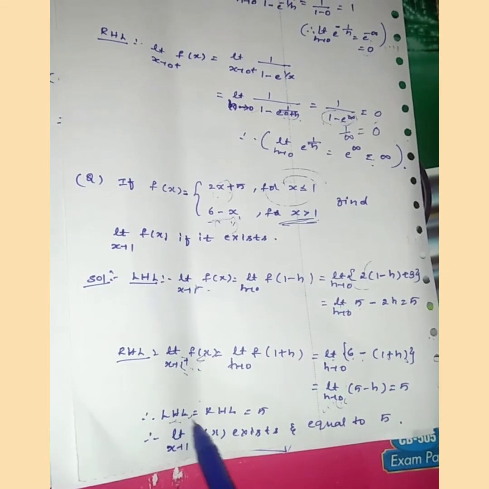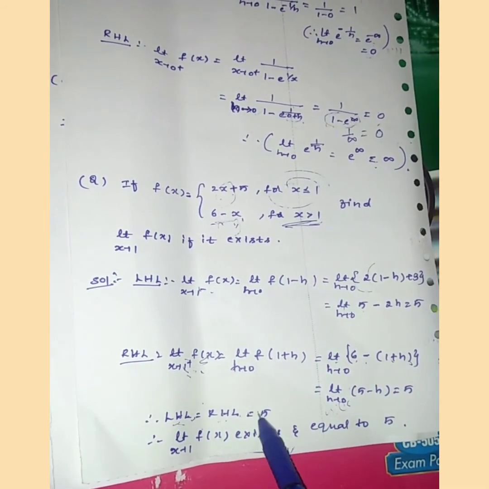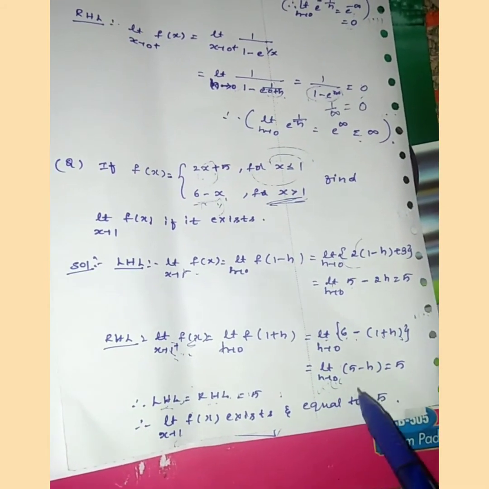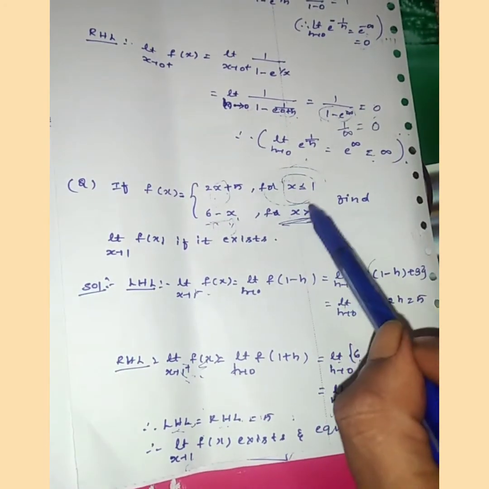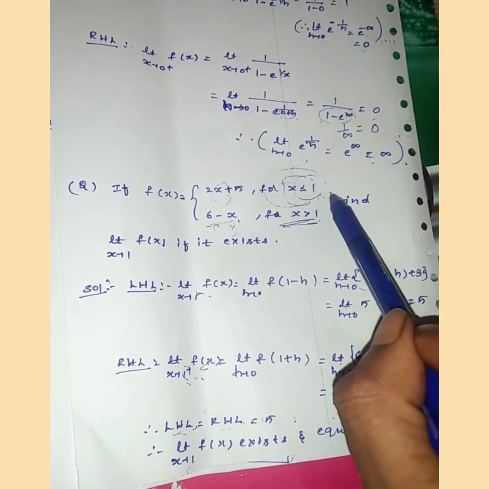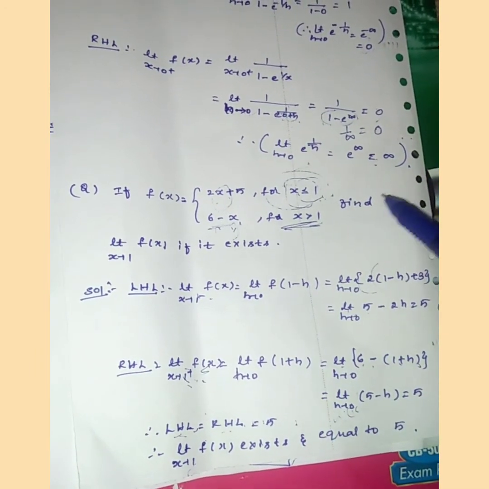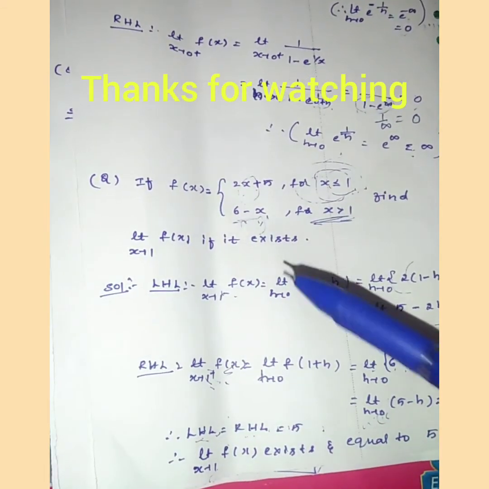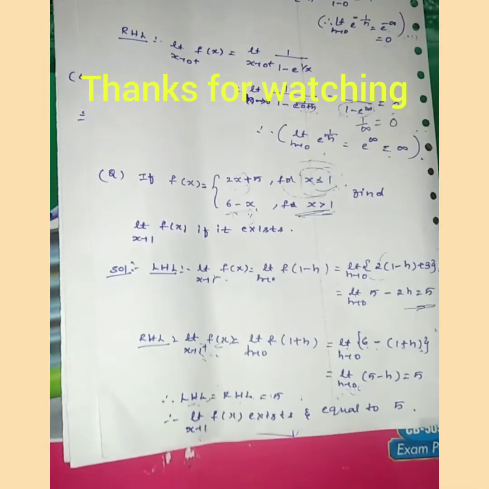Therefore left hand limit equals right hand limit equals 5, and the limit as x tends to 1 of f of x exists and is equal to 5, because x less than or equal to 1 means x equal to 1 value also gives 5 only. That's why the limit exists. Thanks for watching.